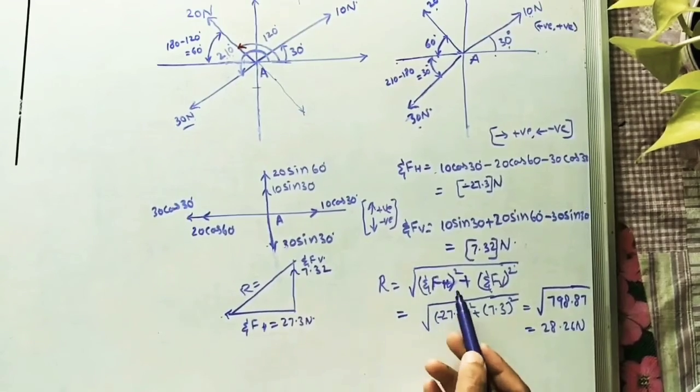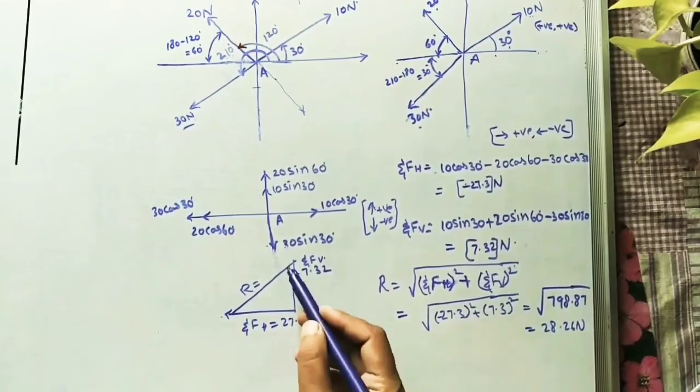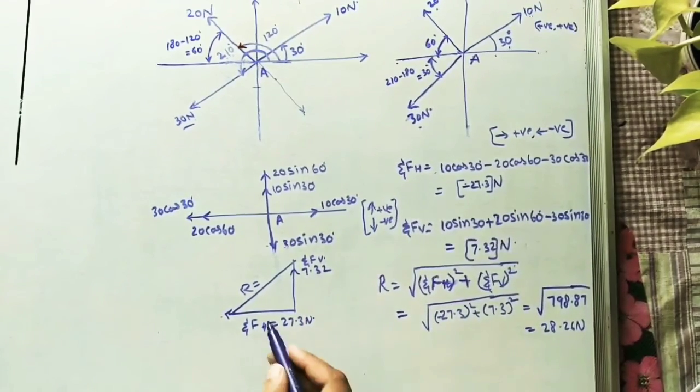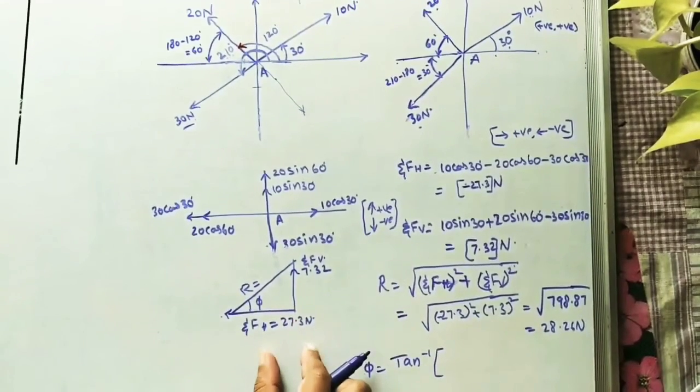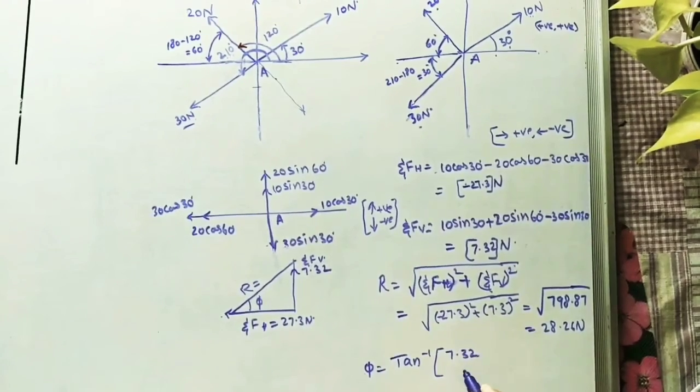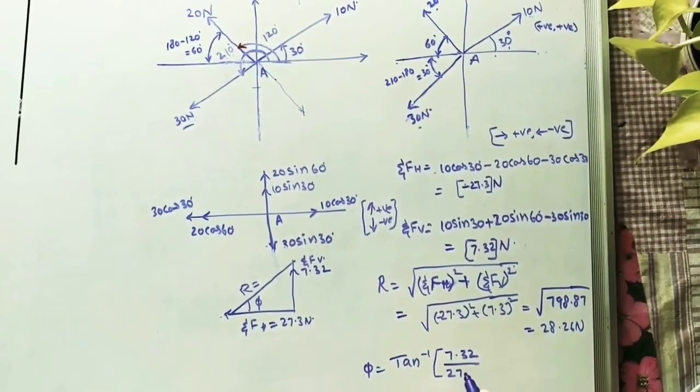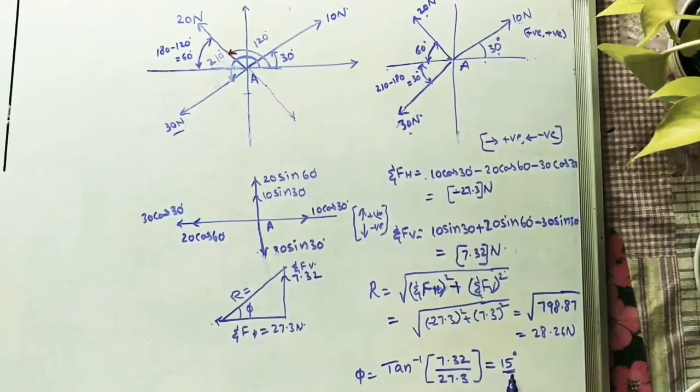So I calculate the square root of sigma FH squared plus sigma FV squared. It is a right angle triangle. Now, how much angle it is making: tan phi is equal to, as we have discussed today, this value divided by this value. So phi is equal to tan inverse of 7.32 divided by 27.3. We'll get the angle, 15 degrees.